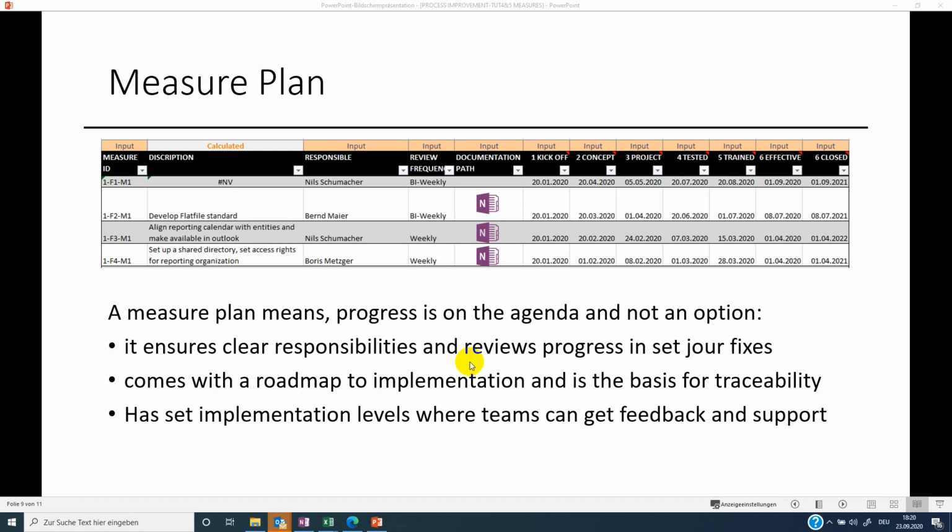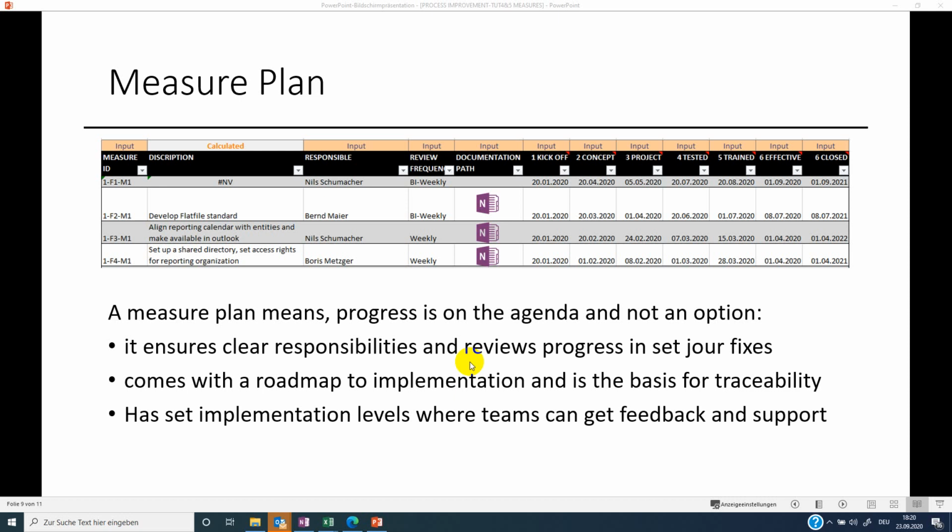Once you have decided on a set of measures to be implemented, it's clear that you need to set up a roadmap and name someone who is responsible for implementing the measure and making it come to reality. And that's again a very easy little table that states the measure ID plus the short description, which is already drawn from the information you have provided in earlier tables. You have to name a responsible person and a review frequency.